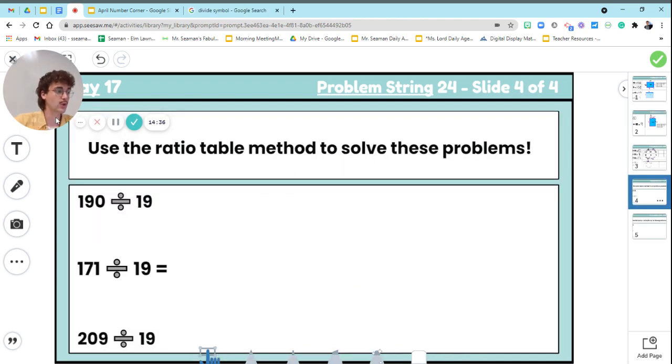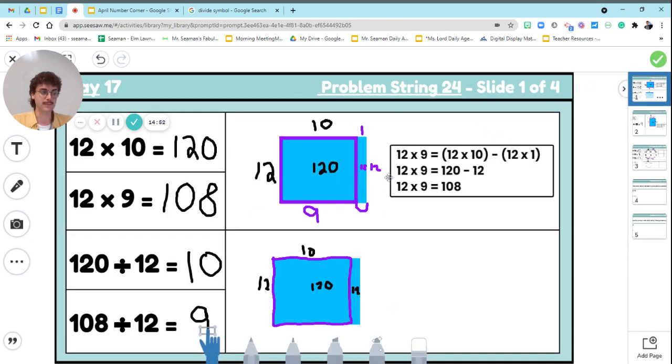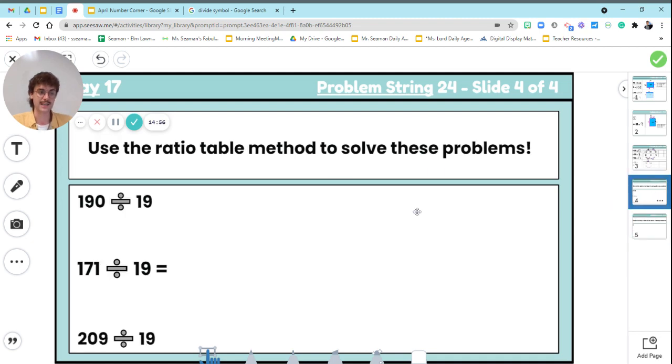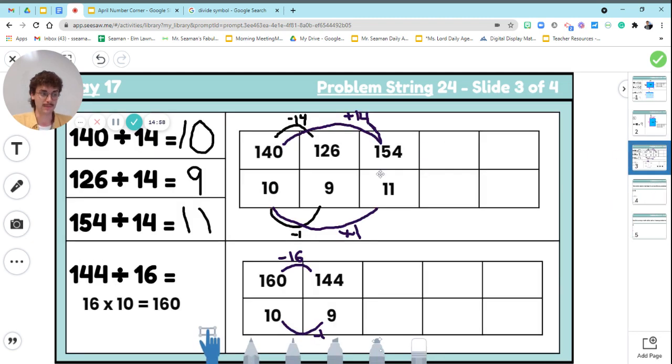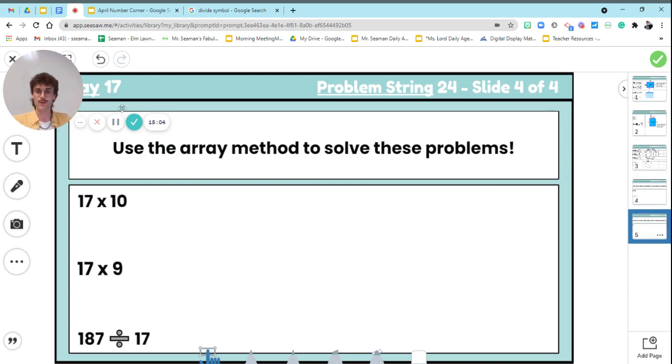So you have 2 sheets of homework for today. This is your first sheet. You are going to use the ratio table method to solve these problems. These were problems from our book. And then it says use the array method to solve these problems. So I should see a drawing or something on this page here, and I should see a ratio table or something similar to this on this page. Once you have all of these submitted and done for today, then you are all set.